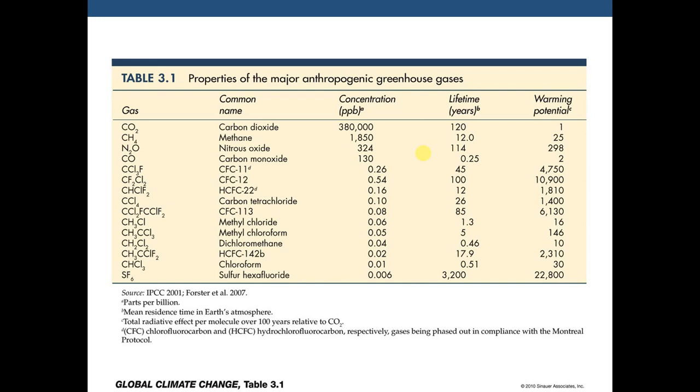And so it lasts in the atmosphere 120 years. And even though, say, methane for example, has 25 times the warming potential, a single molecule of methane is 25 times as strong a greenhouse gas as a single molecule of carbon dioxide. Well, there's over 200 times as much carbon dioxide in the atmosphere as methane. And carbon dioxide lasts 10 times as long on average in the atmosphere than methane. So overall, the effect of carbon dioxide is much greater than methane.